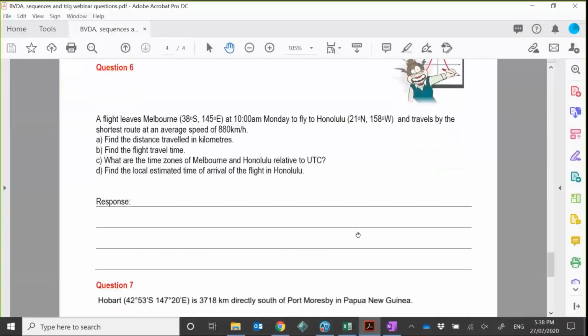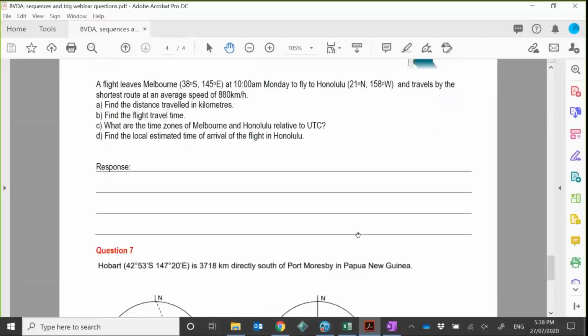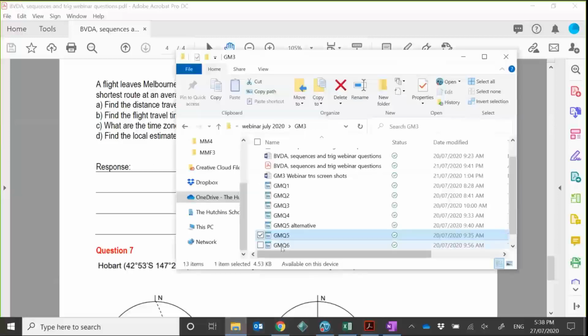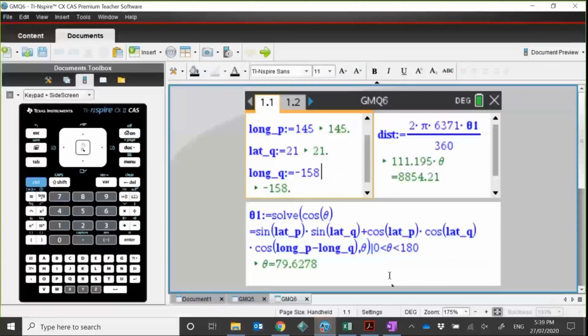Okay, a flight leaves Melbourne. This is one of the shortest distance questions. It's going from Melbourne to Honolulu, travels by the shortest distance, find the distance travelled. Now, once again, this is a pre-prepared file that you are available to download and use. So I'm going to open up question 6. We're looking at question 6. Now, when you download the file, this is what you will see.